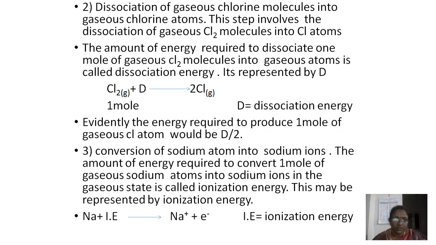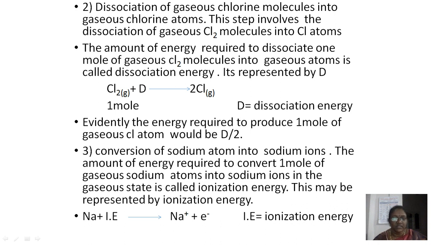The next step is dissociation of gaseous chlorine molecules into gaseous chlorine atoms. The amount of energy required to dissociate 1 mole of gaseous chlorine molecules into gaseous atoms is called dissociation energy. So when we take a chlorine molecule, by applying dissociation energy, it will be converted into 2 chlorine atoms in its gaseous state. So the energy required to produce 1 mole of gaseous chlorine atoms would be D by 2.